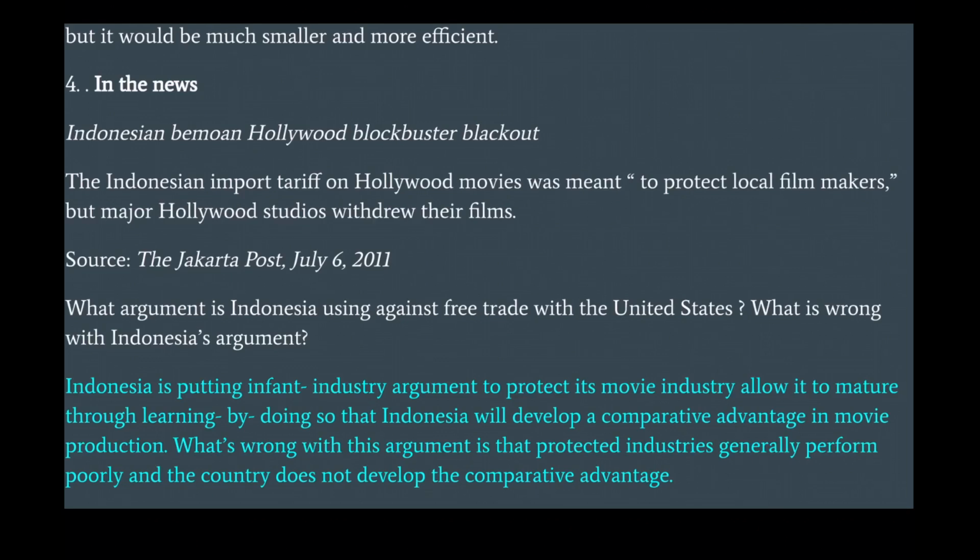Now the question is, what argument is Indonesia using against free trade with the United States? What is wrong with Indonesia's argument? Indonesia is using the infant industry argument to protect its movie industry, allowing it to mature through learning by doing, so that Indonesia will develop a competitive advantage in movie production. What's wrong with this argument is that protected industries generally perform poorly and the country does not develop the comparative advantage.